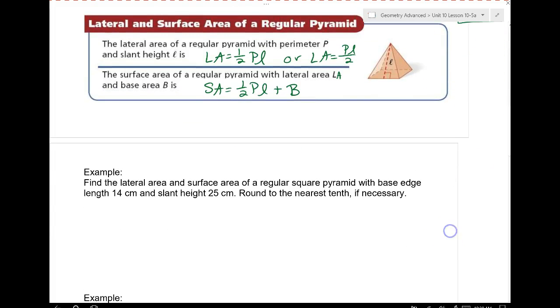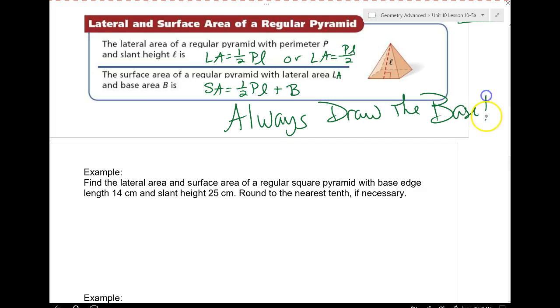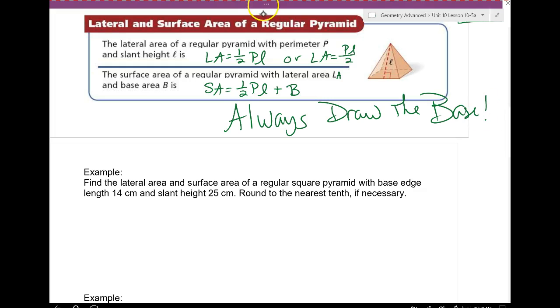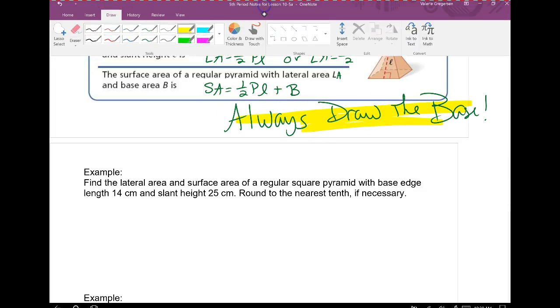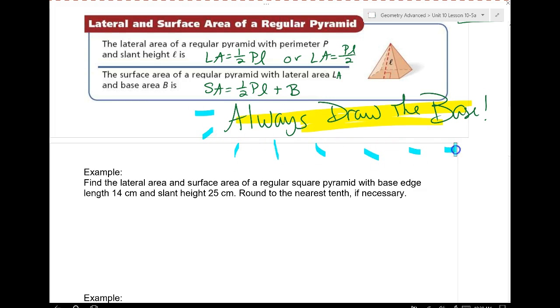All right, so let's do this together. First example says find the lateral area and surface. Oh, actually, before we do this, write this. Always draw what? Is that big enough letters? I'm going to highlight it just to make my point. Always draw the base. With prisms and pyramids, that's going to be my first thing I ask. Did you draw it? If not, I'll be like, okay, I'm not helping you. Always draw it because they're not always going to give it to you otherwise.